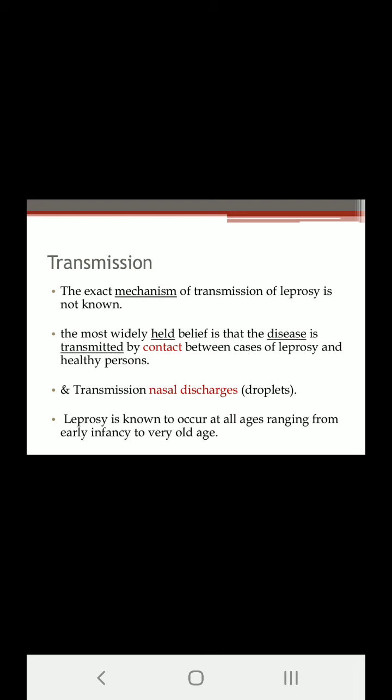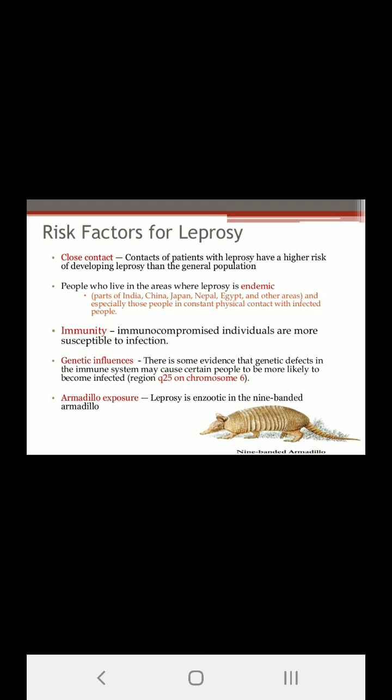The exact mechanism is not known. Mostly it is spread by contact between cases of leprosy and healthy persons by droplets, mostly by nasal discharges. It can occur at all ages, from early infancy to very old age. Close contacts of patients with leprosy have a high risk of developing leprosy, and so do people who live in areas where it is endemic. Immunocompromised patients are more susceptible to infection. There has also been a link with armadillo exposure, as leprosy is enzootic in the nine-banded armadillo.